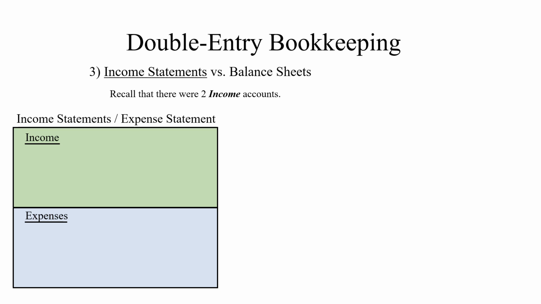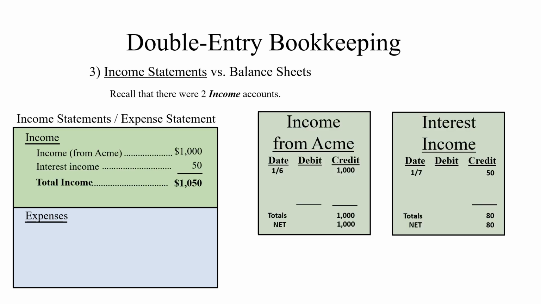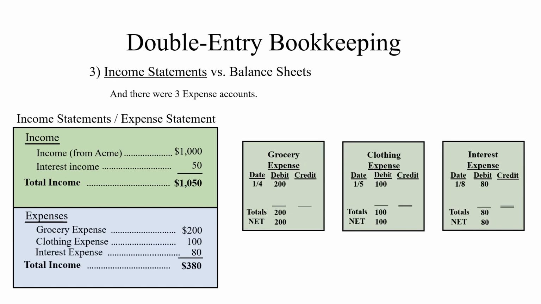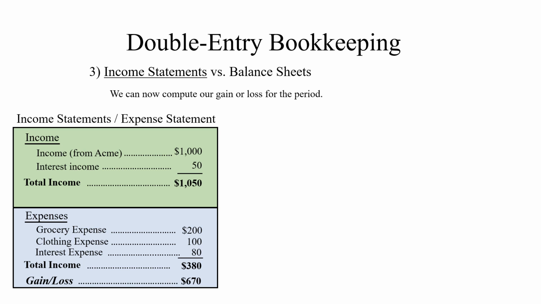So let's begin listing our sources of income. The income from Acme and your interest income totaled $1,050. The grocery, clothing, and interest expenses totaled $380. The net gain for the period was $670.